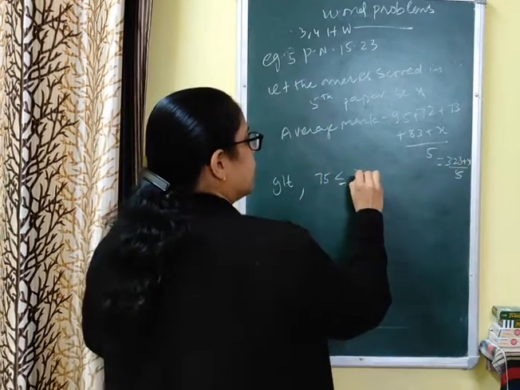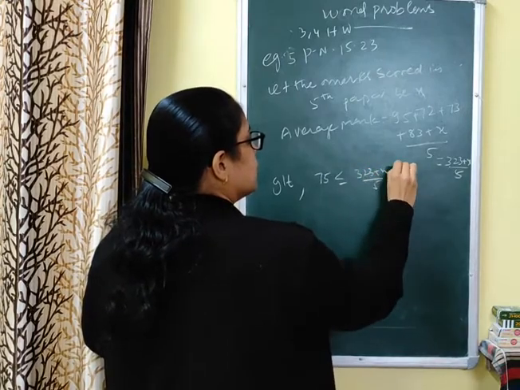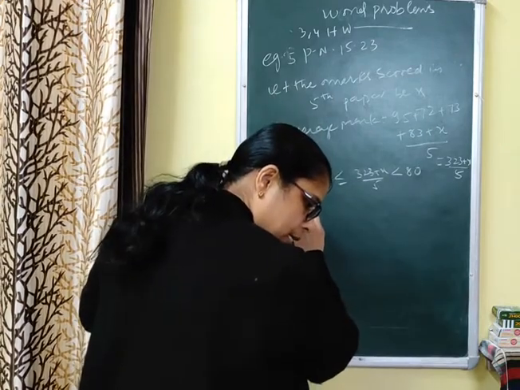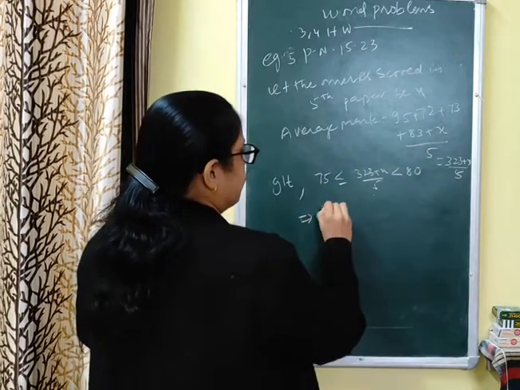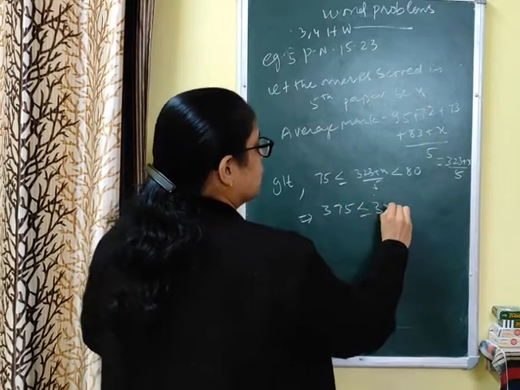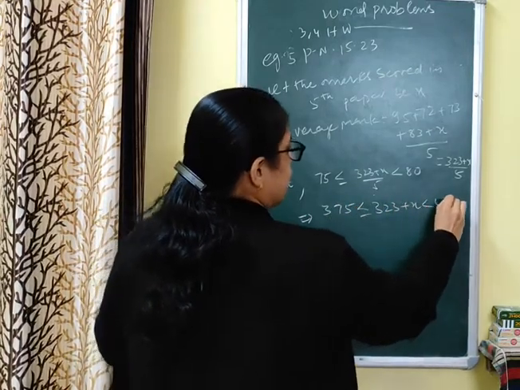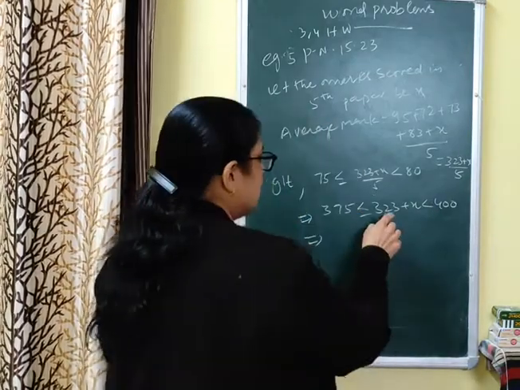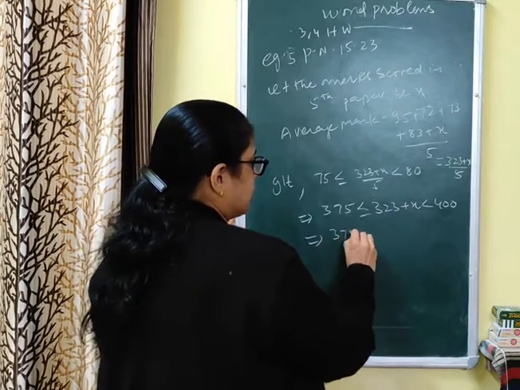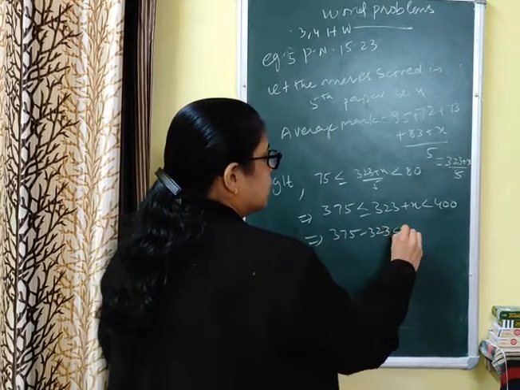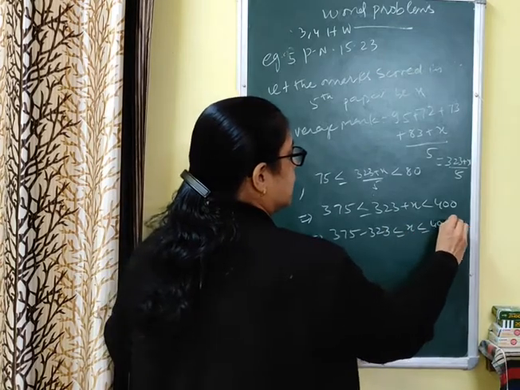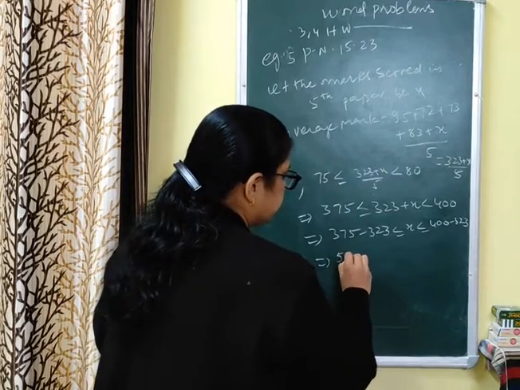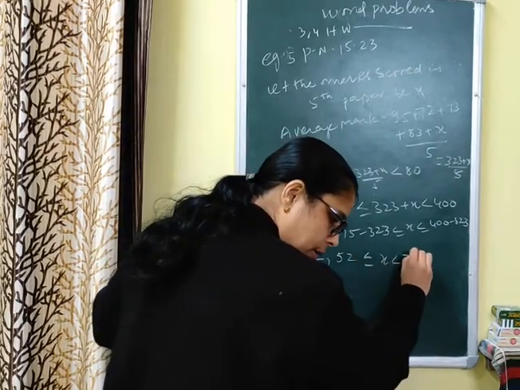ये 75 से ज्यादा भी आना चाहिए और 80 से कम भी होना चाहिए. That means like this. Now if you solve this, you will get 375 less than or equal to 323 plus x less than 400. That means 375 minus 323 less than or equal to x less than or equal to 400 minus 323, that implies 52 less than or equal to x less than 77.